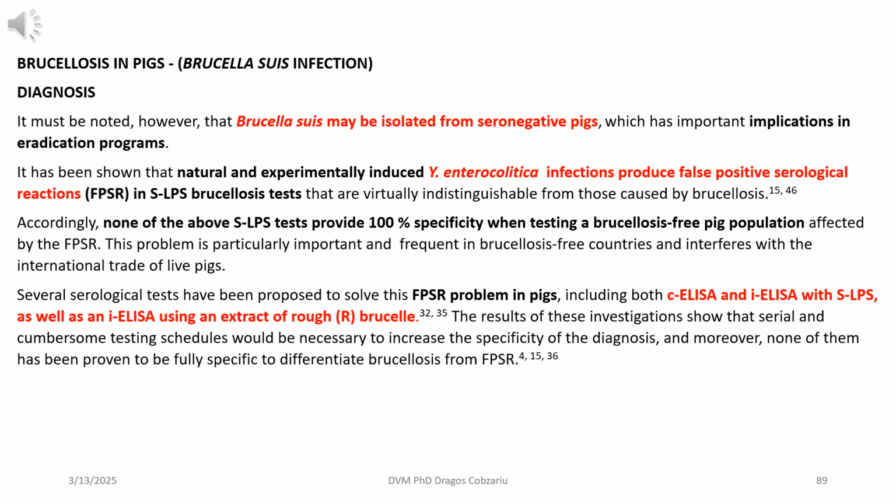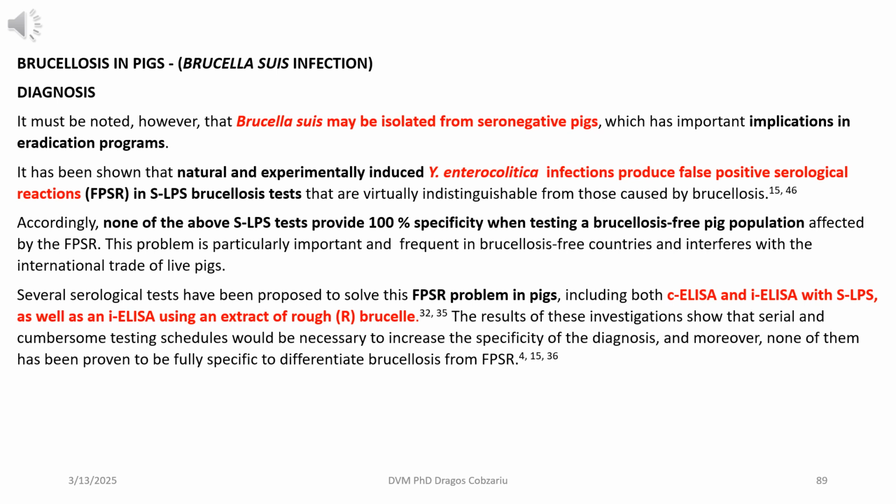It has been shown that natural and experimentally induced Y. enterocolitica infections produce false positive serological reactions, FPSR, in SLPs brucellosis tests that are virtually indistinguishable from those caused by Brucella suis. Accordingly, none of the above SLPs tests provide 100% specificity when testing a brucellosis-free pig population affected by the FPSR. This problem is particularly important and frequent in brucellosis-free countries and interferes with the international trade of live pigs.